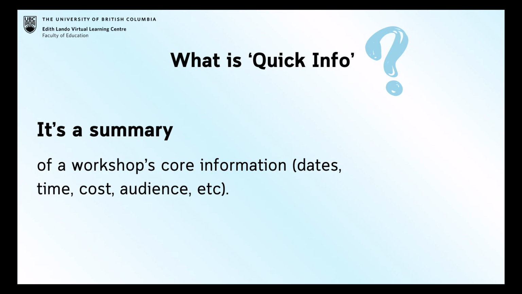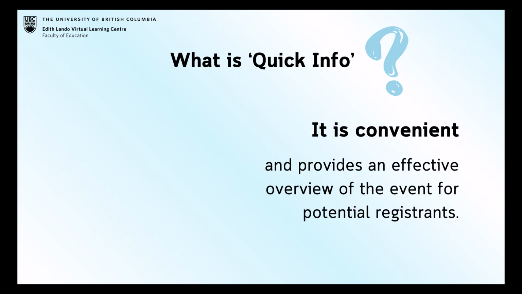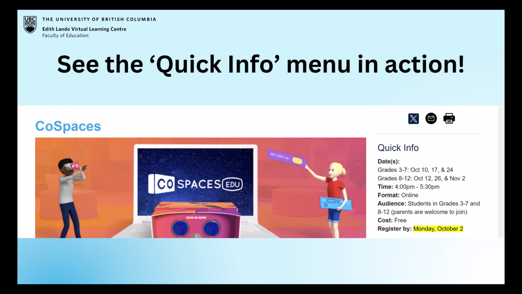So first of all, it's a summary of a workshop's core information. For example, that includes its dates, time, costs, audience, etc. Now, where will you find it? On any workshop, you can locate it in the right-hand side of the post. Lastly, why do we use the Quick Info menu? It is convenient and it provides an effective overview of the event for potential registrants. Let's see it in action.